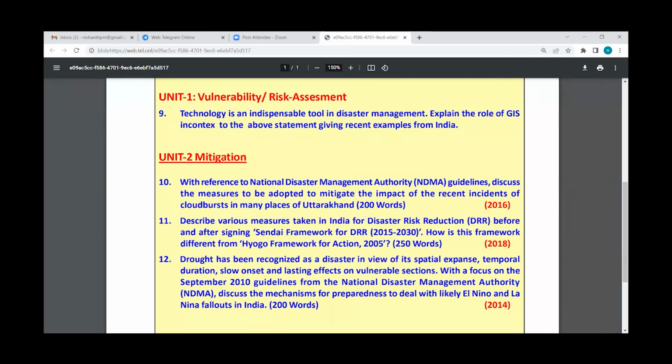Yeah. See the last question. Drought has been recognized as a disaster in view of its spatial expanse, temporal duration, slow onset, and lasting effects on vulnerable sections. With a focus on the September 2010 guidelines from the NDMA authority, discuss the mechanisms for preparedness to deal with likely El Nino or La Nina fallouts in India. Very big question. Basically, it is asking you what are the impacts of drought and how to handle the impact of drought. Okay. Give me the framework.